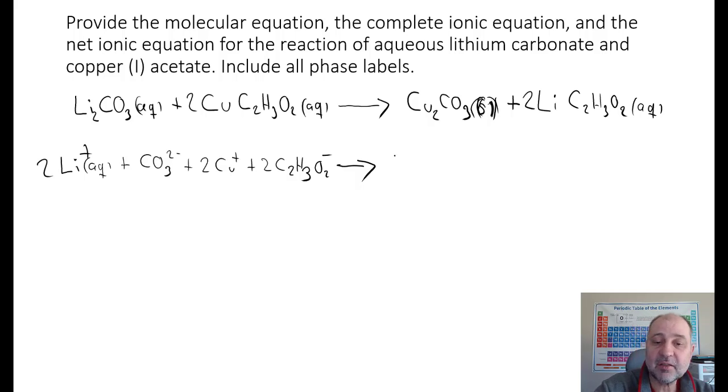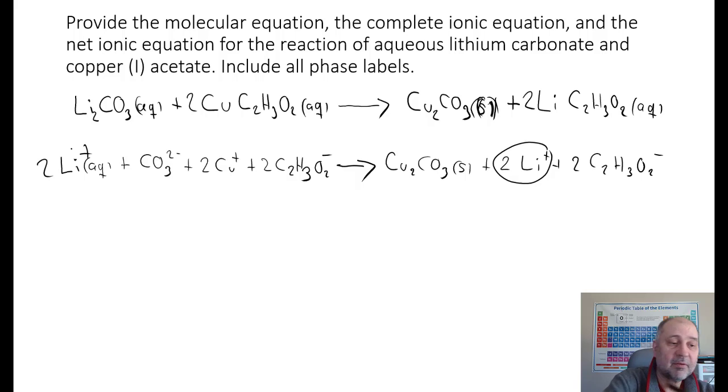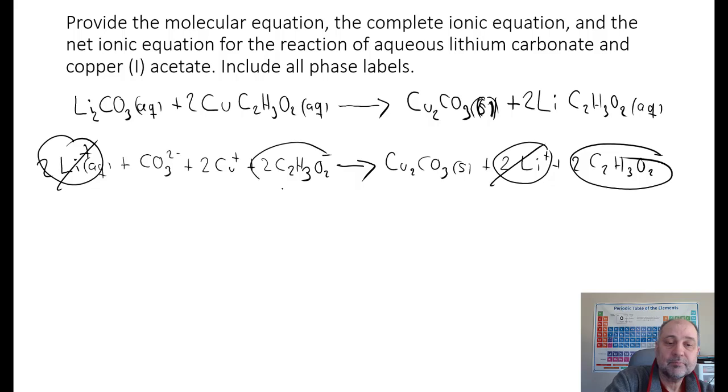This is solid, so it stays together. Copper 1 carbonate. This is what's precipitating out. And then this is aqueous, so we have 2 lithium ions and 2 acetate ions. Alright, don't forget the charges. You should see right away that we have free lithium ions on both sides. Those are spectator ions. They drop out, and so does the acetate. Those are called spectator ions.